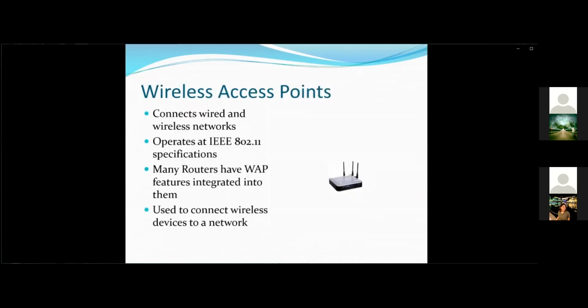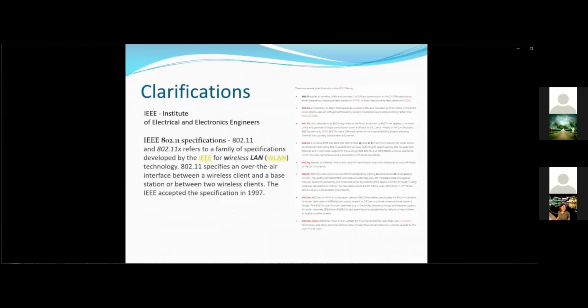Okay? So we have the wireless access point o yung WAP. Ito yung ginagamit natin, so connects wired and wireless networks. So usually this is the router. Operates on IEEE 802.11 specifications. And may terms na naman tayo, discuss din natin yan later. Many routers have WAP features integrated into them. So yun nga, router yun nasa picture natin, and used to connect wireless devices over a network.